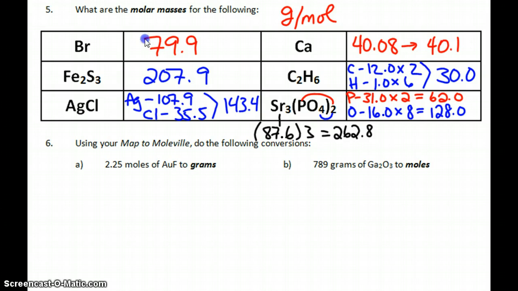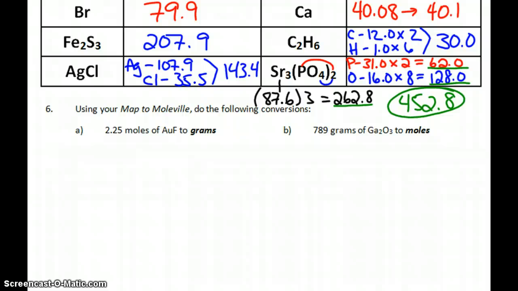So finally, when I add up the 3 strontiums, the 2 phosphorus, and the 8 oxygen, that's how I get the 452.8 for my strontium phosphate. Alright, now our little conversions here, moles to grams, grams to moles, mass to moles, however you want to say it. You can use the map to Moleville. And so to go from Moleville to Mass City, I need to multiply by the periodic table.